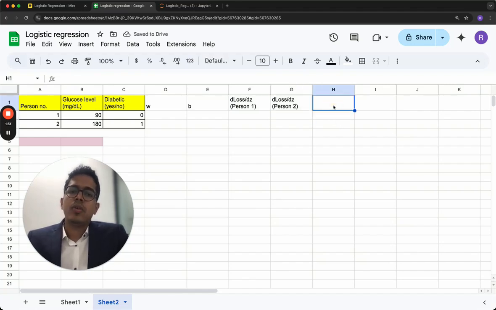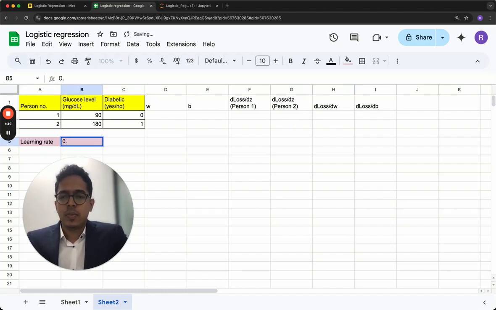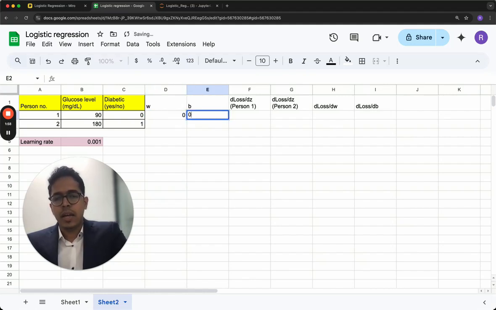And now what do we need? We need d loss by dw, and this is the total value, and d loss by db, right? We are calculating these many things, and we also have to define a learning rate. Let's say the learning rate is 0.001, whatever. We're just starting with something random. So now we will start with initial values of w. Let's say initially w is 0 and b is 0.